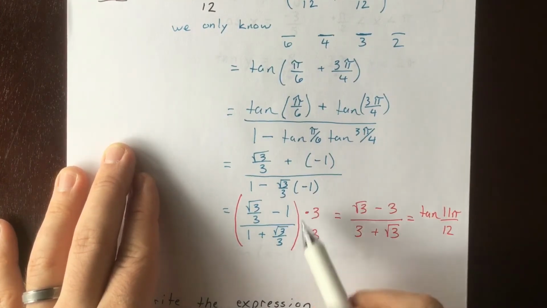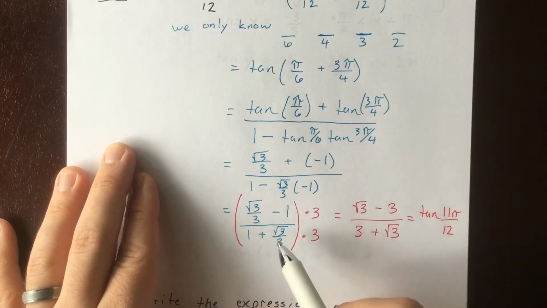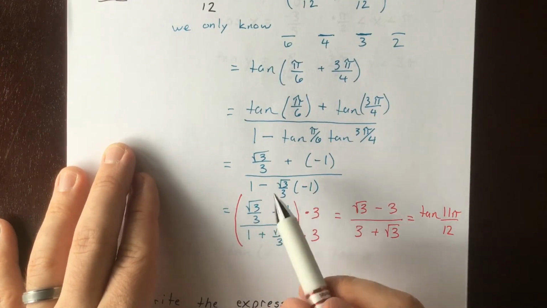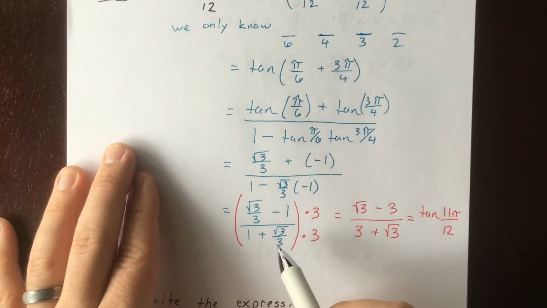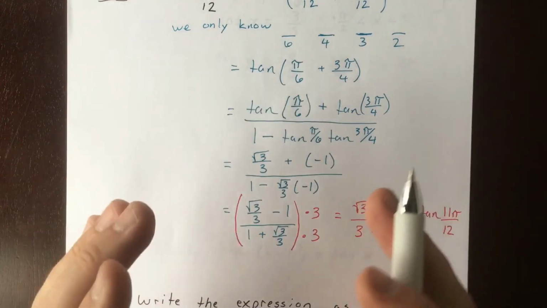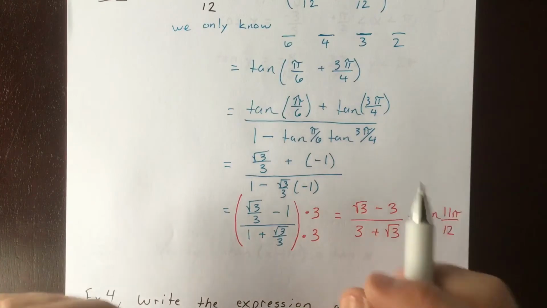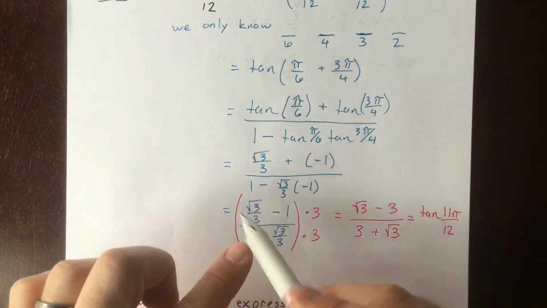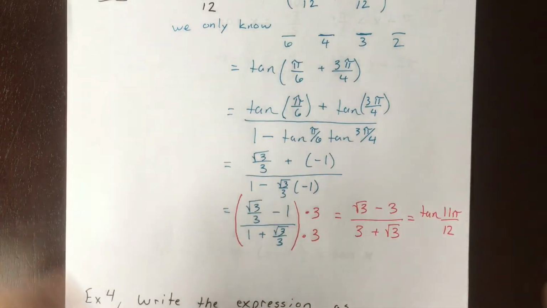So this technique to get rid of fractions can only be used if the denominators in top and bottom are the same. We might see this again, we might not, but just know that you can use that technique to get rid of the fraction. So it's next.